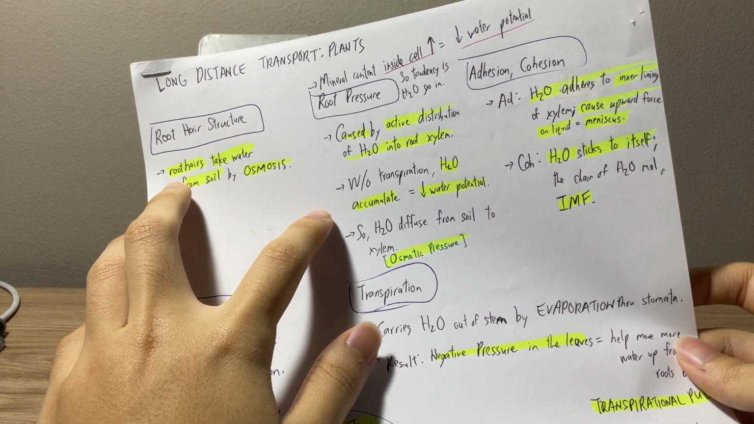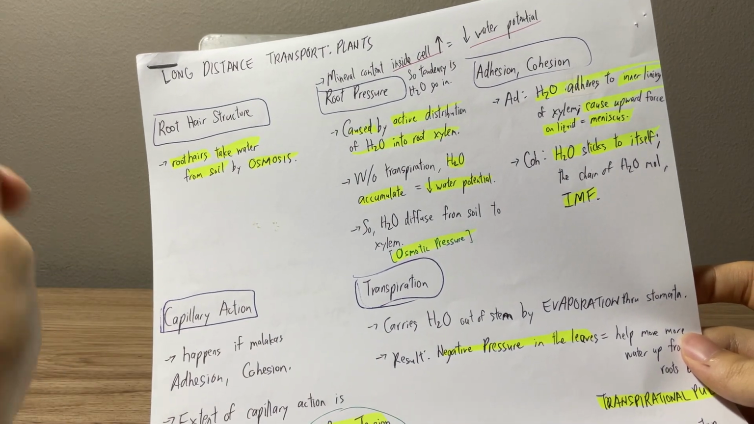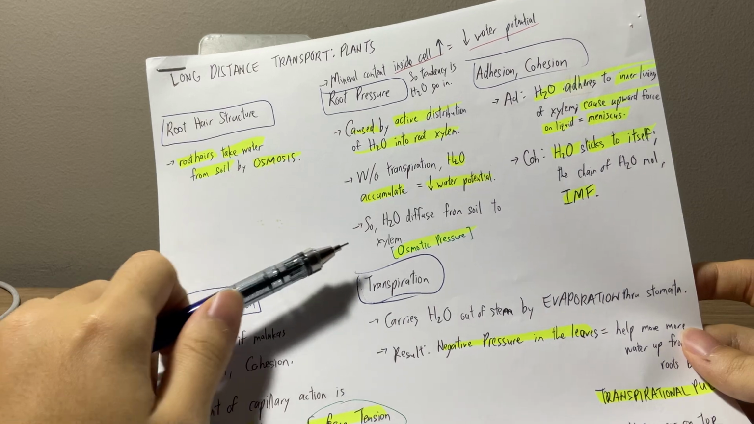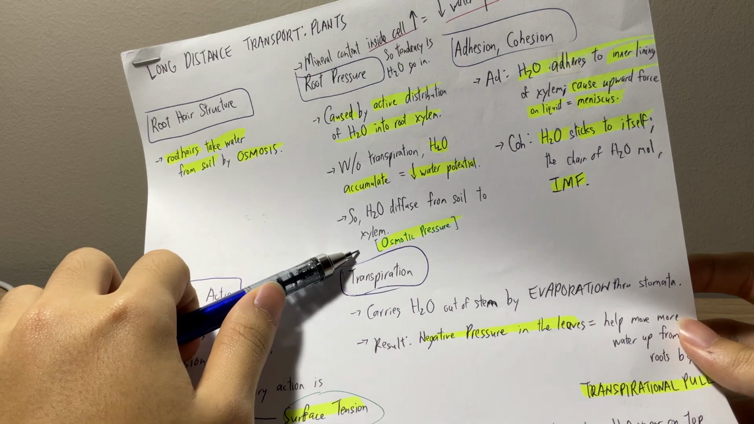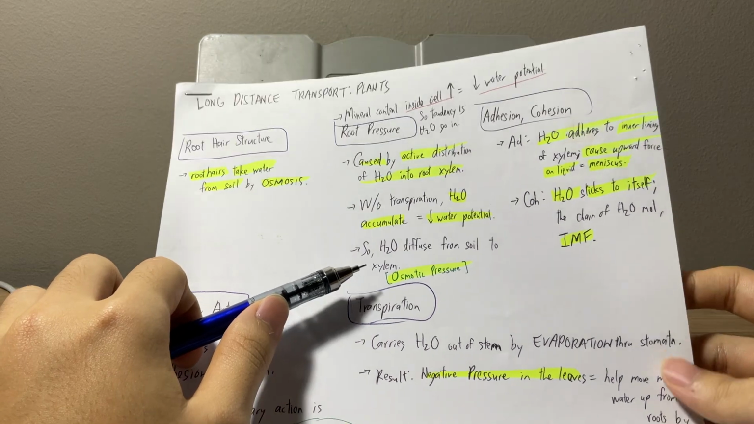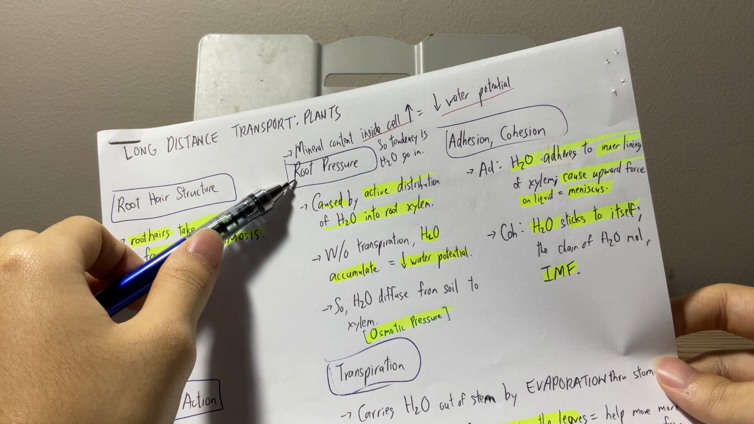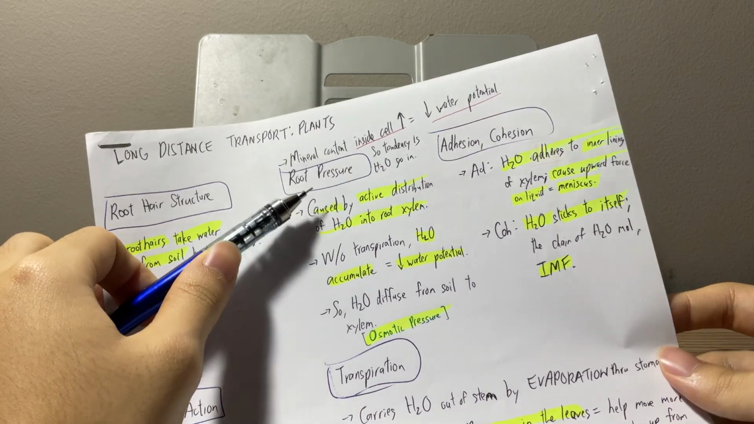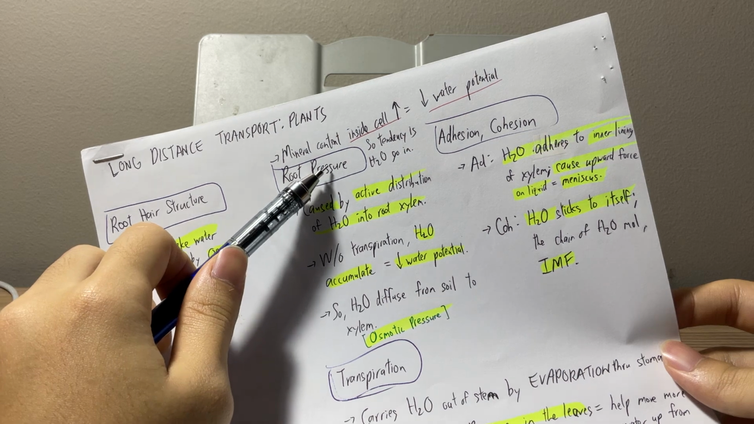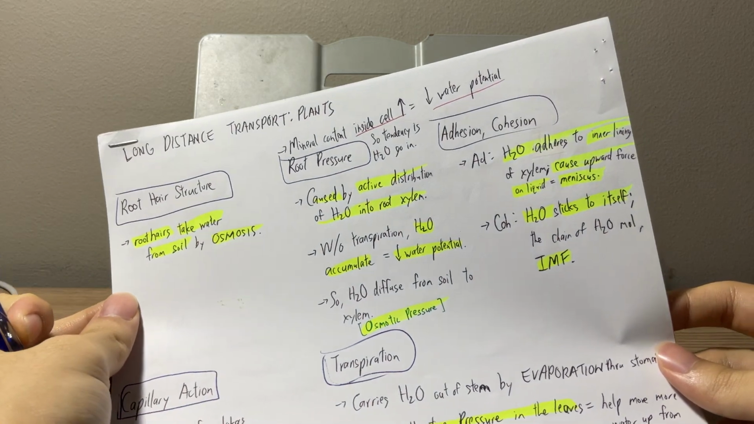Without transpiration, water would accumulate and therefore there would be a decrease in water potential. So essentially, water diffuses from soil to the xylem. This is called osmotic pressure. Mineral content inside the cell is high, so the tendency is for water to go in, because there is a decrease in water potential.